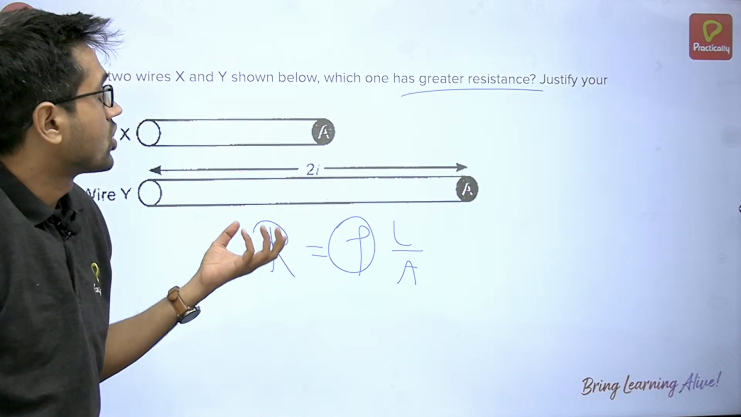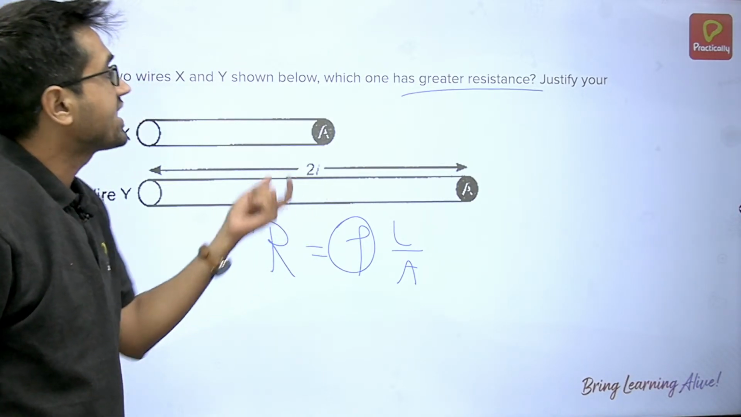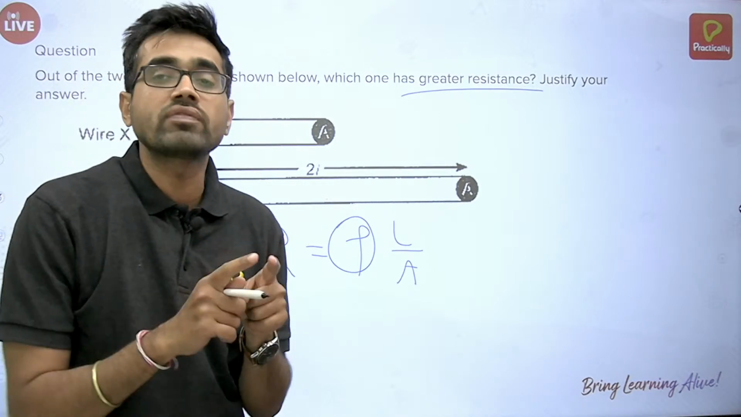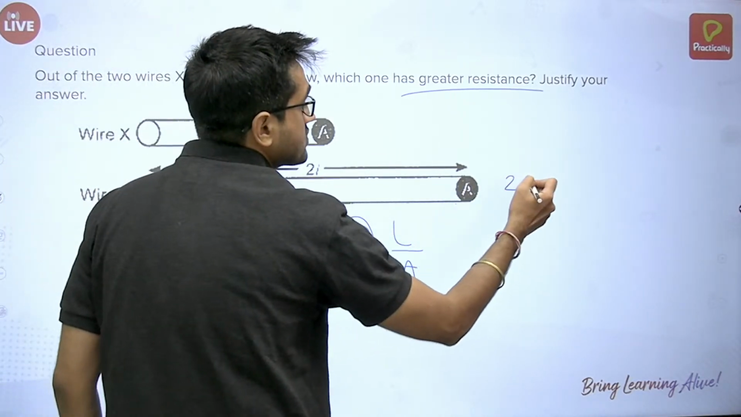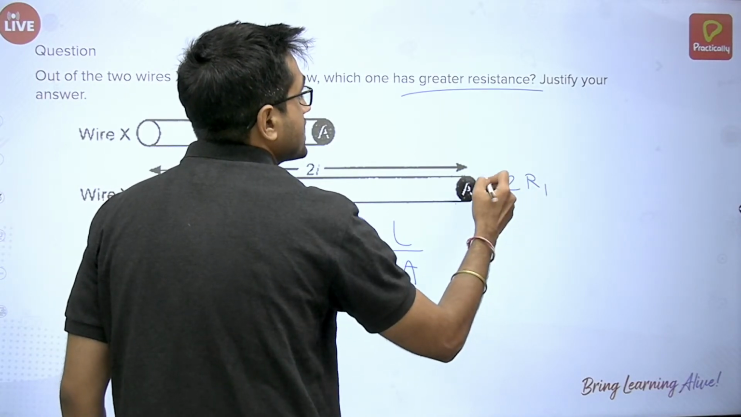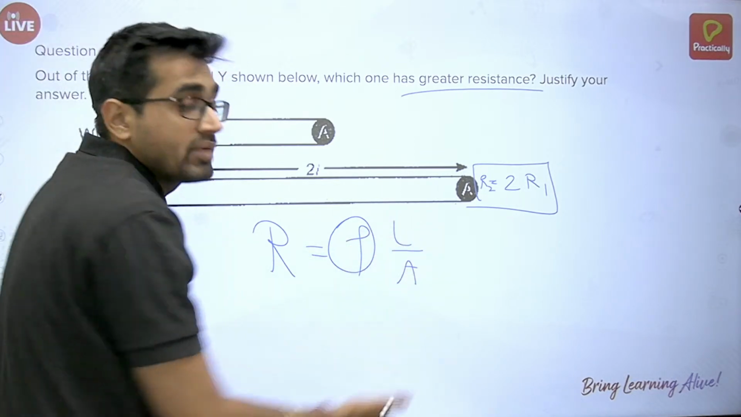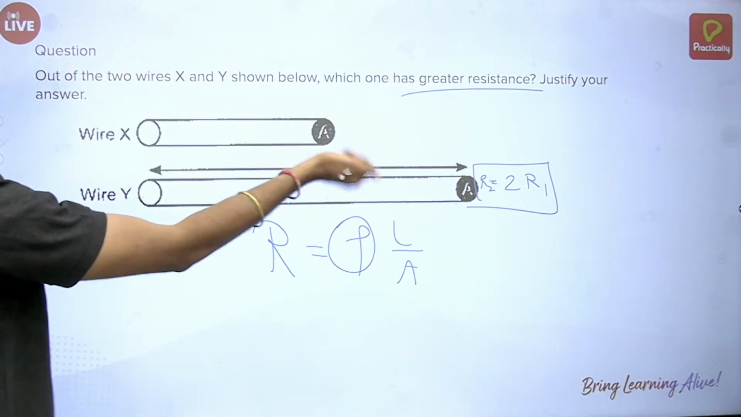Simple. So has the length increased? Yes, the length has increased. Has the area changed? No. I still see the two wires have the similar area. Only one of the wires is longer, double. So the resistance of this wire will be 2 times the resistance of the first wire, because the resistance has doubled because the length became double. Okay, so which has greater resistance?